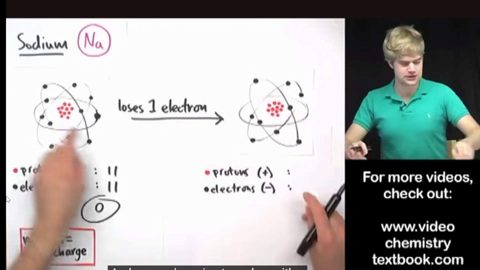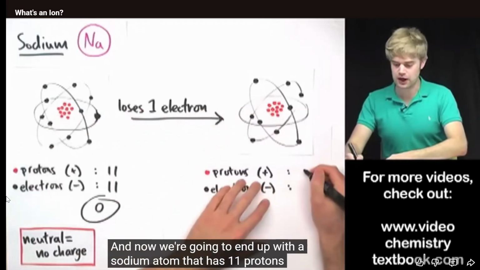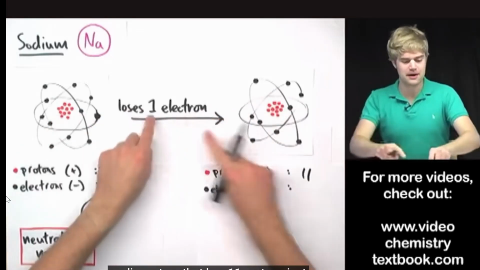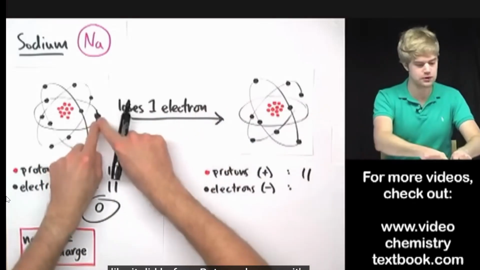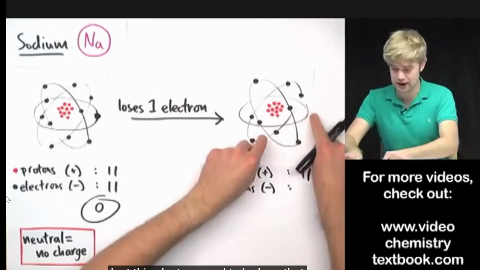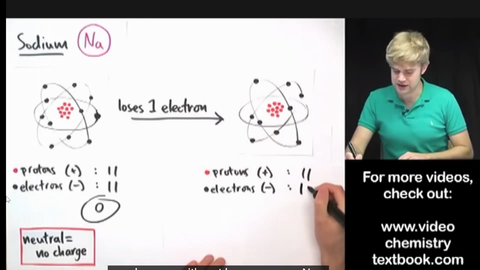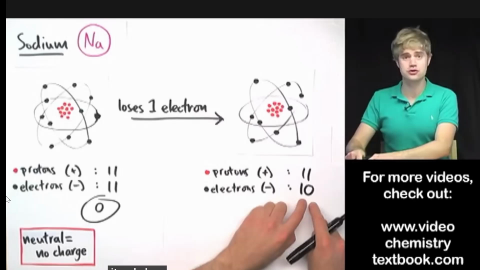Now we're going to end up with a sodium atom that still has how many protons? 11. How many electrons does it have now? Only 10. 11 protons, just like it did before. But now because it's lost this electron, it used to be here, now it's not here anymore. Now it only has 10 electrons.